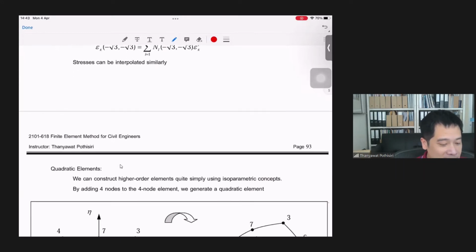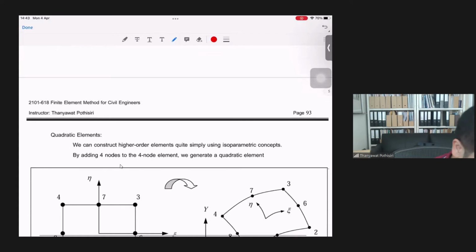Now, by looking at the parametric coordinates, you see that you can also use parametric coordinates to map between elements with complicated shapes in Cartesian coordinates to a very nice and easy shape in parametric coordinates as well. Okay, and still you would be able to compute the element stiffness matrix.